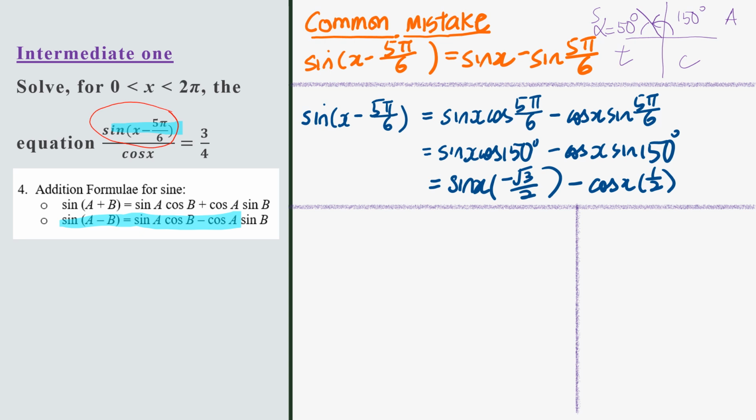So cosine 150 is negative cosine 30. And cosine 30 is a special angle. If you've already forgotten your special angles, please revise. So cosine 30 is square root 3 over 2, so it's negative square root 3 over 2. And of course, sine 150 is equal to sine 30, since sine of an obtuse angle is a positive value, which is equal to half.